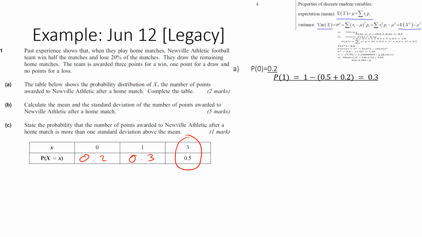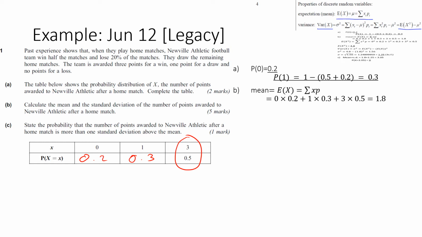Okay, part B. Let's calculate the mean and standard deviation. Now, because here it asks for standard deviation, our need to know formula for the variance, we will eventually need to square root, hence why it's worth a little bit more marks than usual. So let's start off with the mean, expectation of x. We have x times p, and we do this for 0 times 0.2, plus, because sum, 1 times 0.3, plus 3 times 0.5. Which comes out at 1.8. So that is our mean. We expect them to get 1.8 points on average.